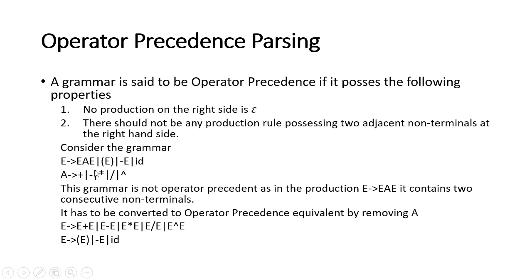So this grammar can be changed. For example, this A can be replaced by the individual symbols. So E derives E plus E, E derives E minus E, E derives E into E. So you can see the non-terminal, terminal, non-terminal, terminal, non-terminal, terminal, non-terminal. So this is an operator precedence grammar. If you have an operator precedence grammar, then we can use this parsing for it.